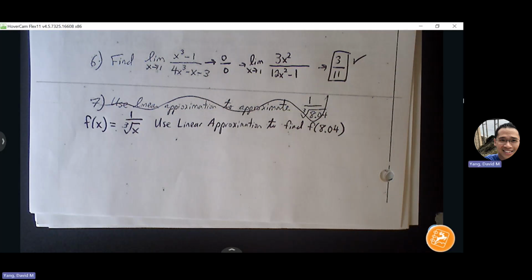Six and seven are two separate problems, right? Two separate problems, right? Okay, thanks.